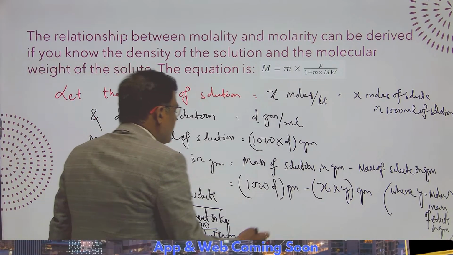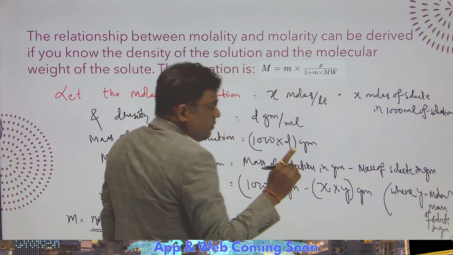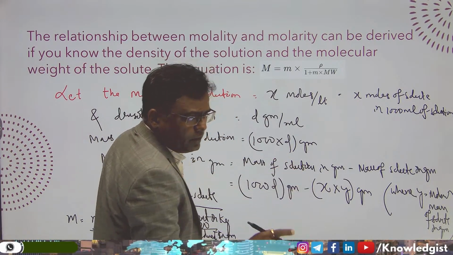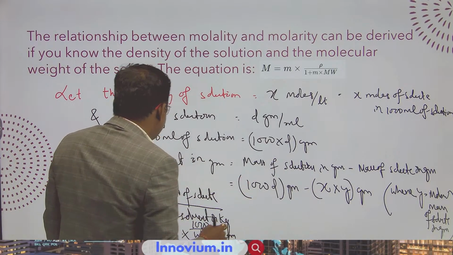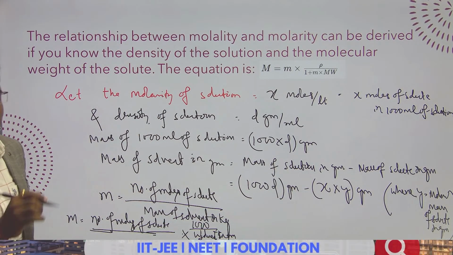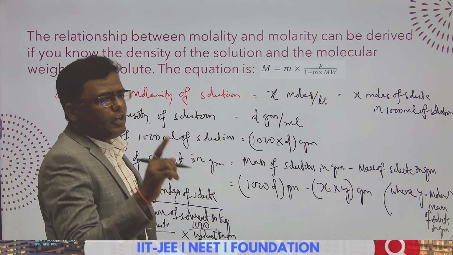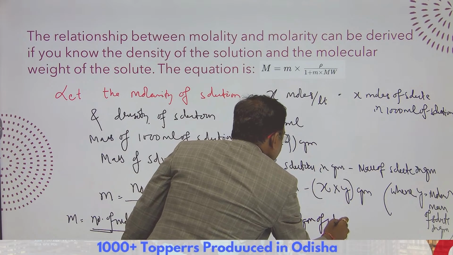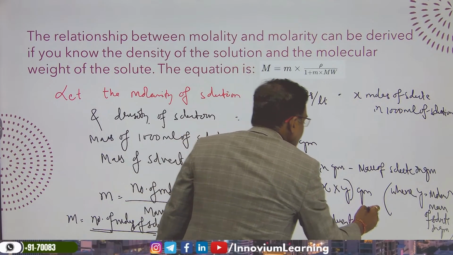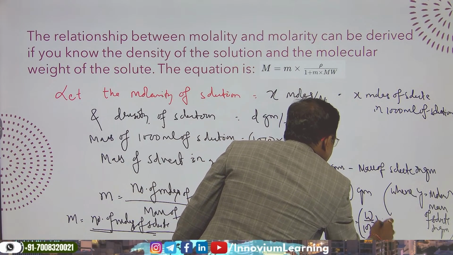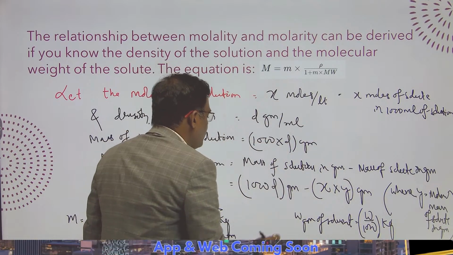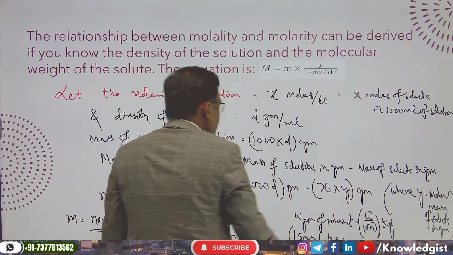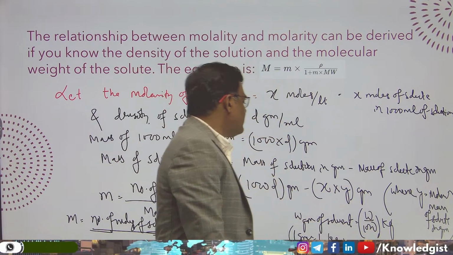Then you know that 1 gram is equal to how much in kg? That is nothing but 1 by 1000 kg. So if the mass of solvent is in gram, how can you convert that to kg? Very easy. W gram of solvent is equal to what mass in kg? That is W by 1000 kg, because 1 gram is equal to 1 by 1000 kg. Very simple.